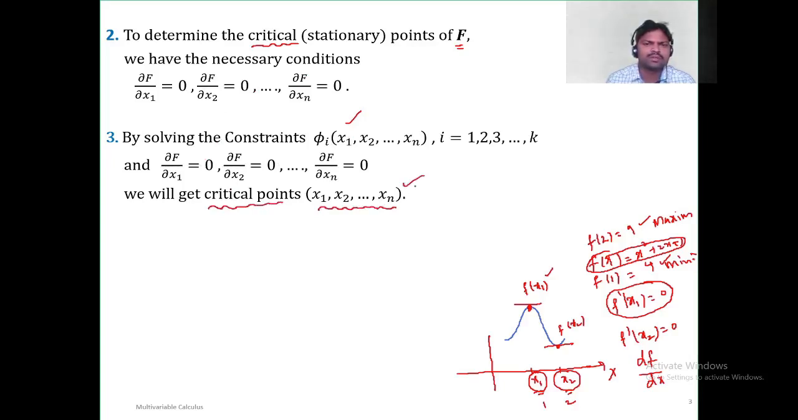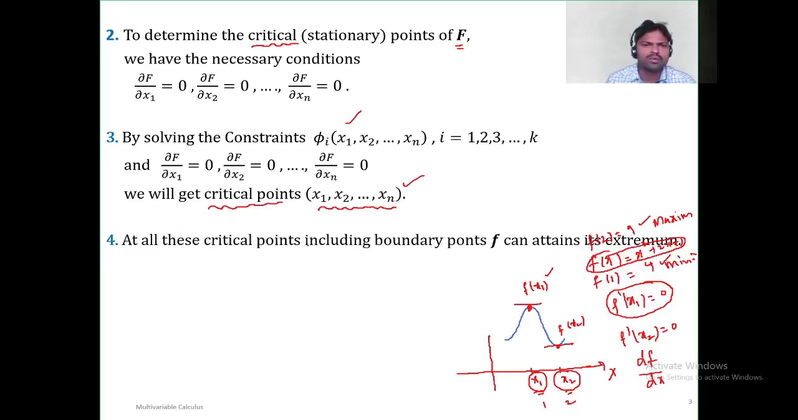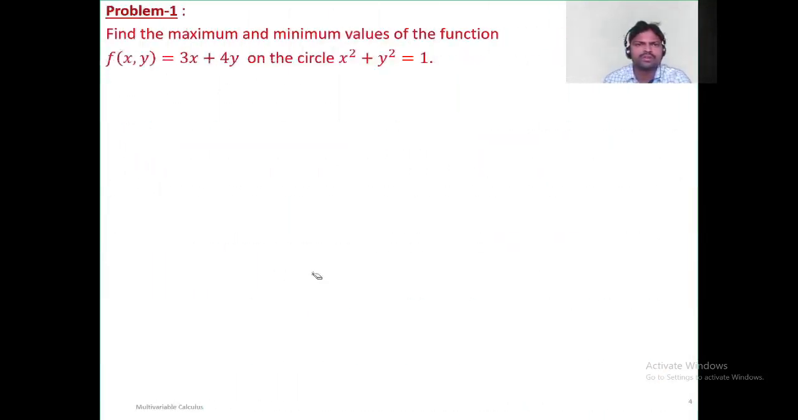So once critical points are obtained, the next point is that at all these critical points, including boundary points of f, f can attain its extremum. What do I want? Compulsorily I want the critical points. Okay. Now let us look at a few problems. That will be very clear. Now look at this.